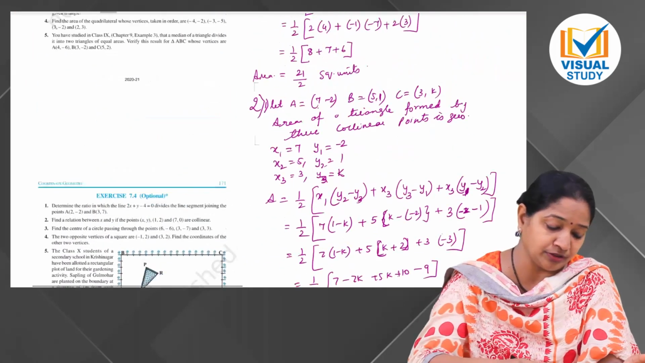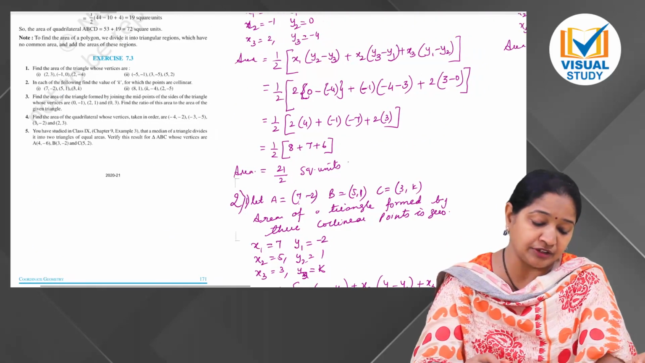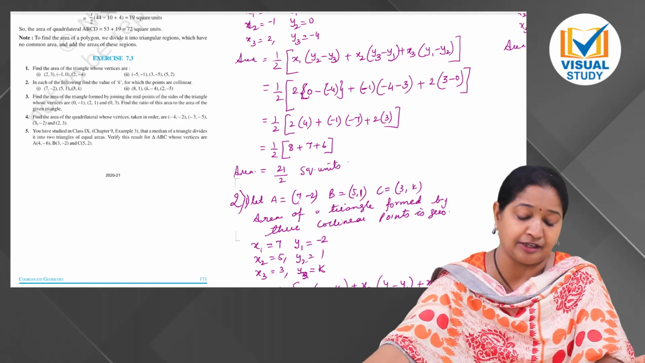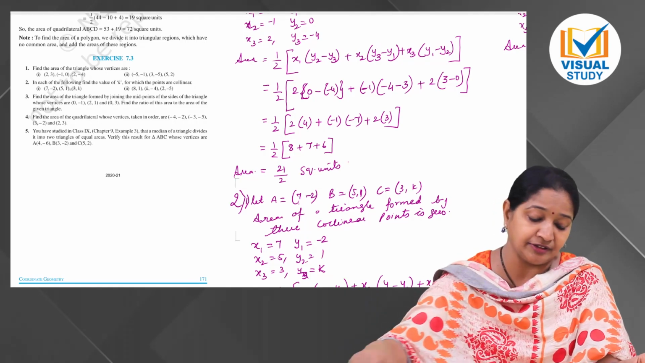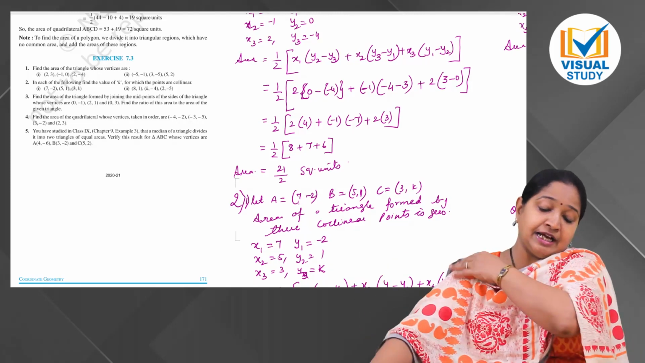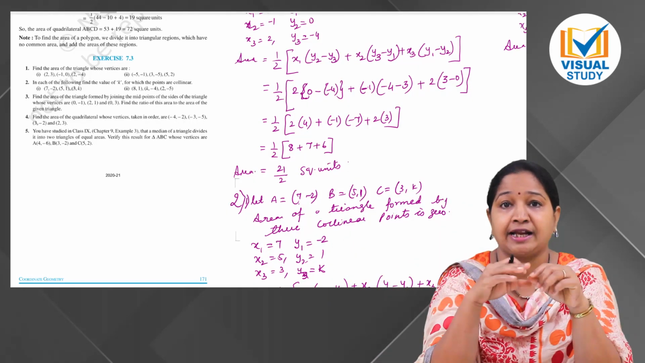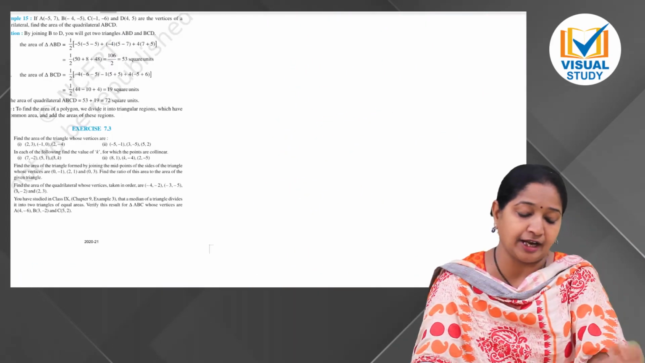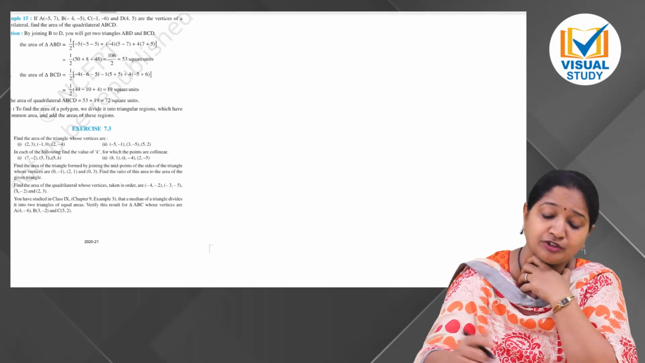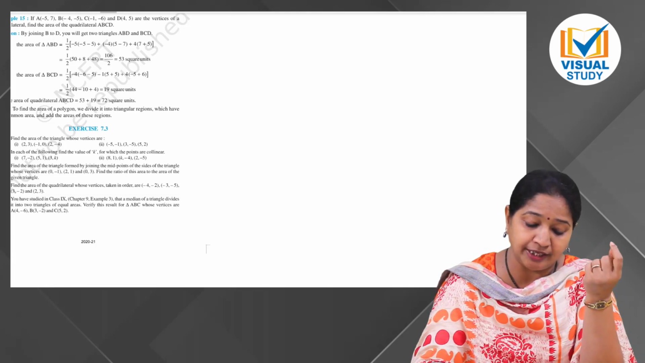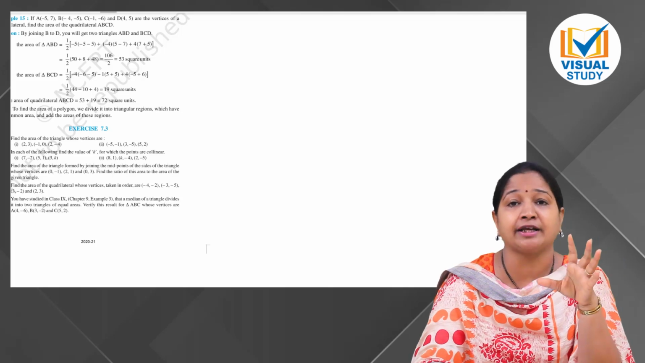What is your question number third? Find the area of the triangle formed by joining the midpoints of the sides of the triangle whose vertices are given, then find the ratio of this area to the area of the given triangle. So the third one is the area of a triangle formed by joining the midpoints of the triangle. The vertices are given, find the ratio of their area to the area of the given triangle.